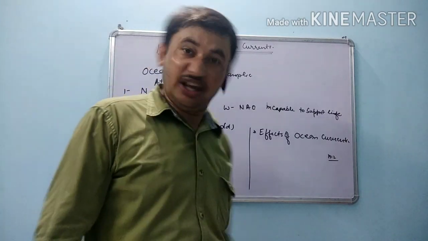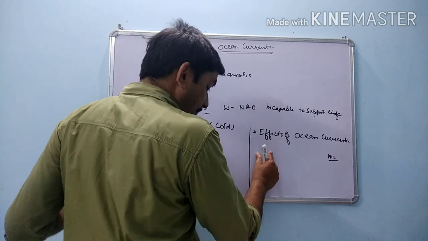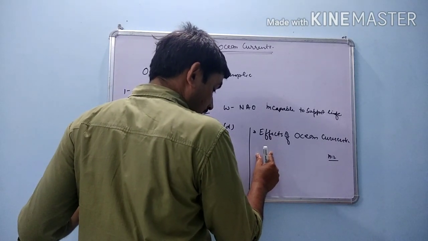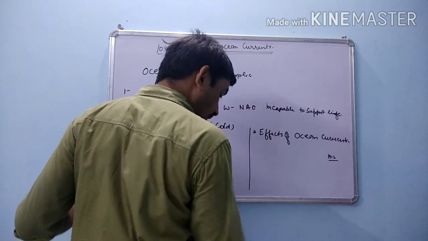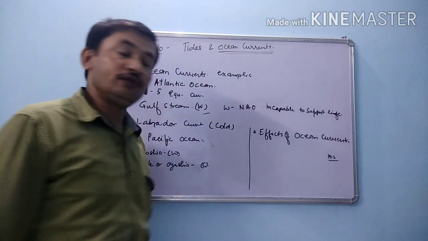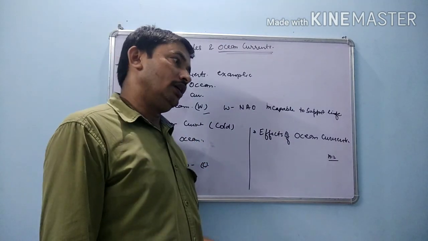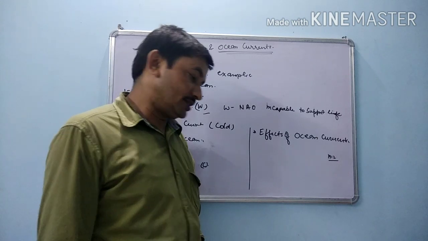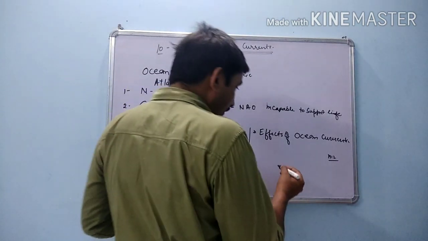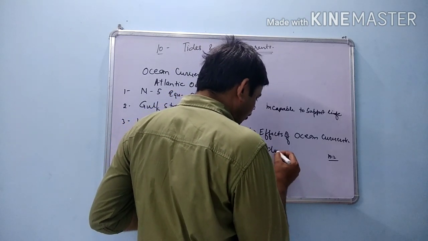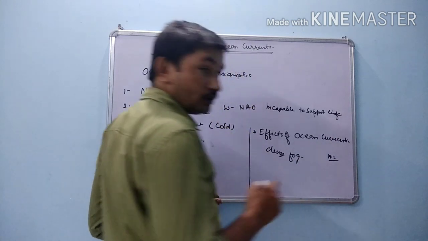Next we will talk about the effects of ocean currents. Ocean currents mitigate the temperature and help in the regulation of air routes. They will clear the air routes of fog, etc. Next, when warm and cold currents meet, a dense fog is found there.